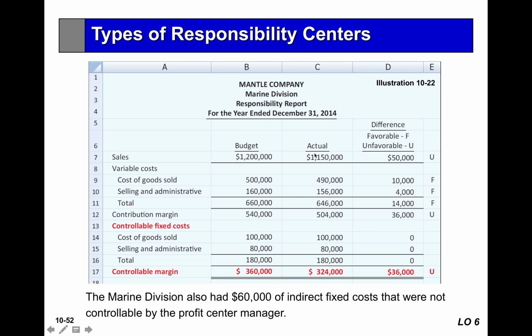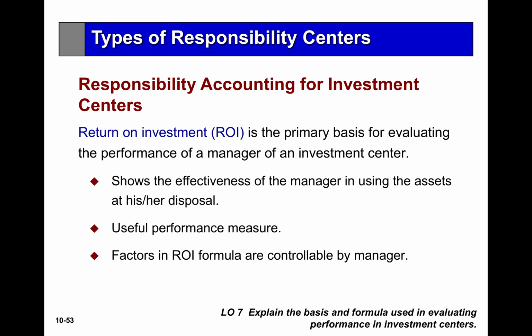You put all the budgets here, you put all the actuals here, you put down your sales number, your variable costs and your contribution margin, you put down all controllable fixed costs, and all the common costs. For example, here it says the marine division also had 60,000 of indirect fixed costs that were not controlled by the profit manager. They should not be part of the responsibility accounting report for such division. Okay, I'm going to show you that in the example after this, so just bear with that and you will see how that works.